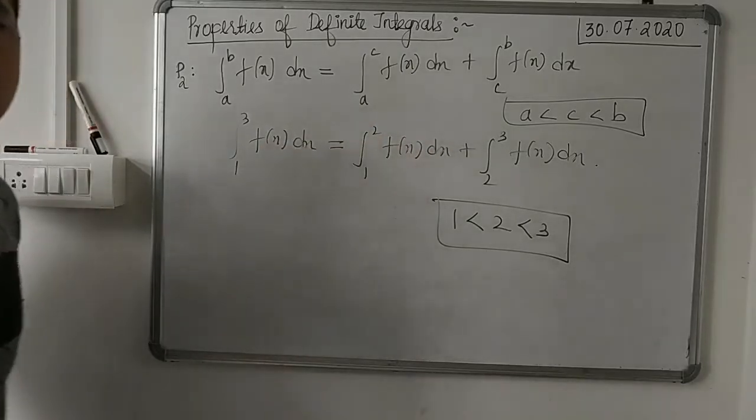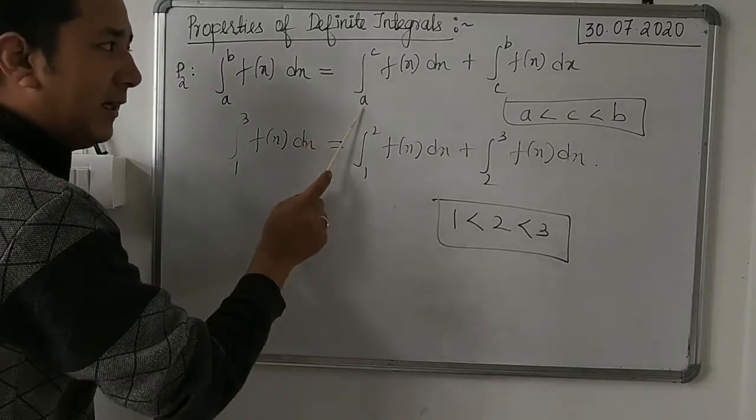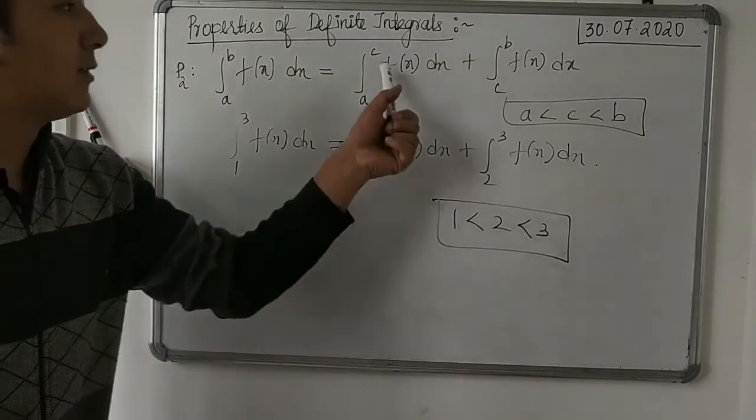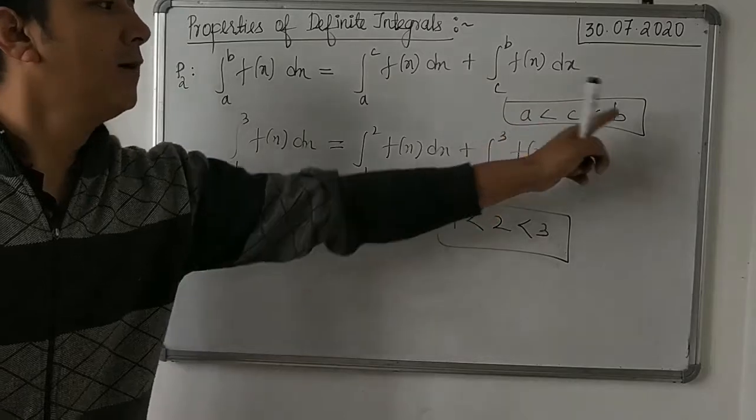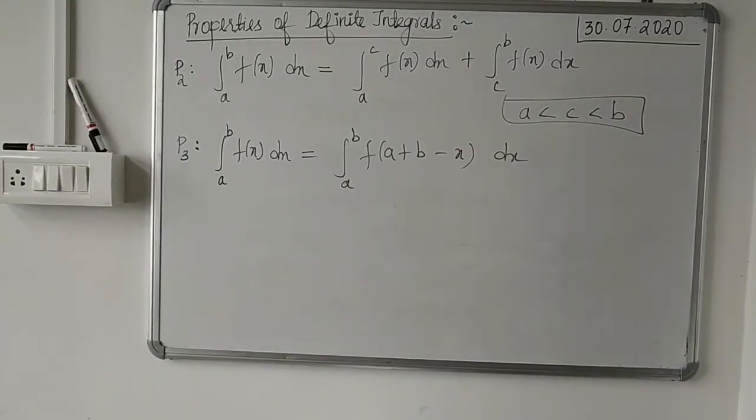Continuation has to be there, and this number should be less than a. Sorry, this number should be greater than a but less than b, which means this c must lie in between a and b. Okay, so this is your property 2. Well, this is another property, that is P3.